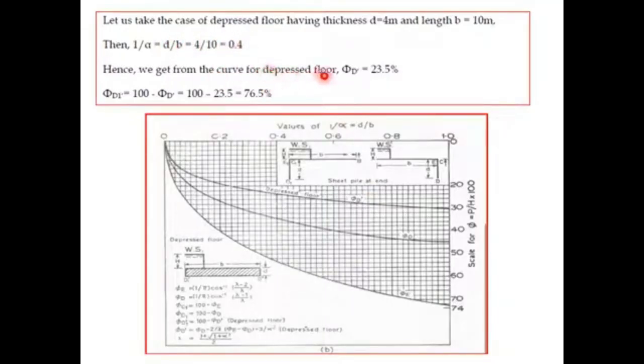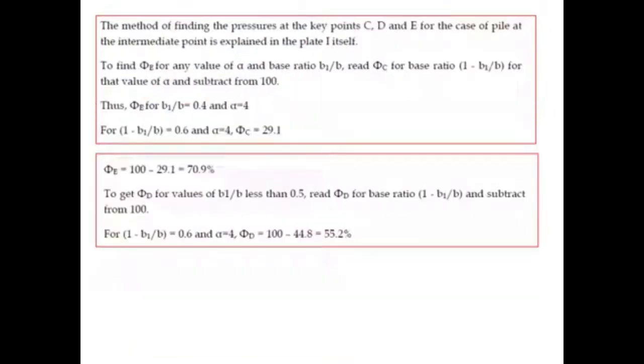Hence we have to read from the curve for the depressed floor. So for 0.4, which comes somewhere here, this is about 23.5 percent. It is given in the graph as 5D dash, for the depressed curve. So 100 minus 5D dash, that is 100 minus 23.5, 76.5 percent. So that is how we have to read from the curves.